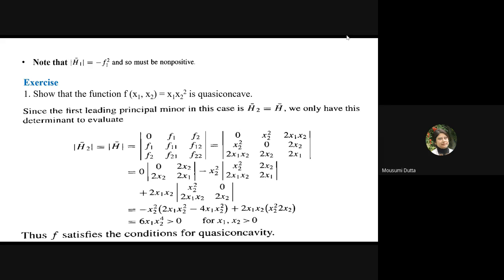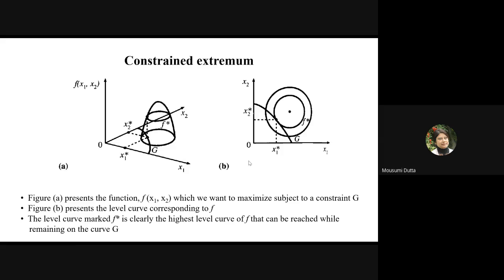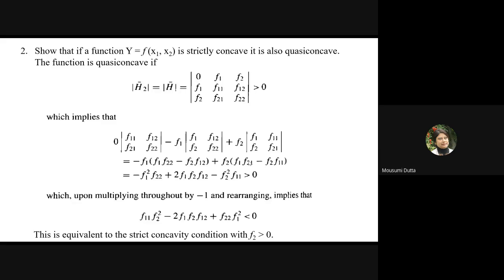So show that the function f of x1, x2, which is x1 times x2 square, is quasi-concave. Consider the bordered Hessian determinant and check whether your requirement is satisfied or not. If the requirement is satisfied, it will be quasi-concave. There are several examples, so please check all these things. Up to this, you will be able to do all these things.